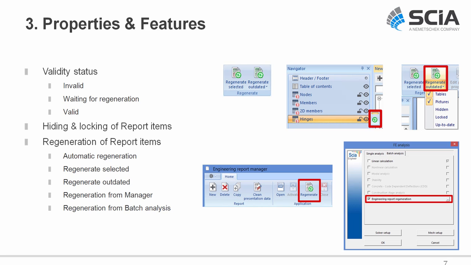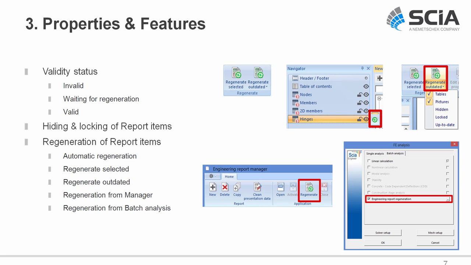Regenerate outdated starts the regeneration of all necessary report items to make the report valid. It means that there are regenerated items which are invalid and which are not hidden or locked. The behavior can be modified in the drop-down menu, as you can see in the picture.